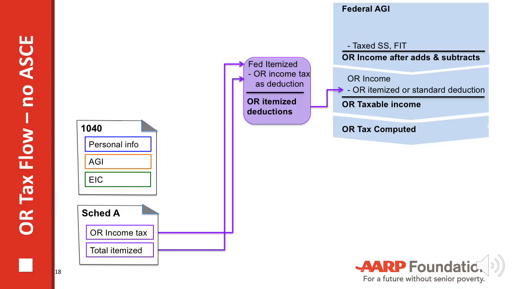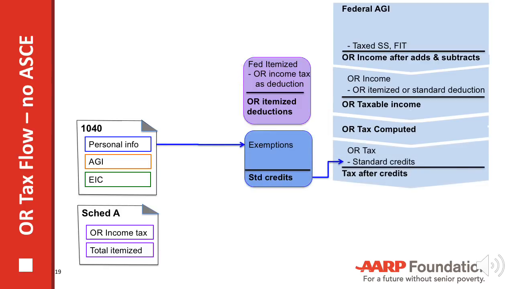From here, the system will check for you whether the total on the federal Schedule A is higher than the Oregon standard deduction, and it will automatically apply either that or the standard deduction to get the Oregon taxable income. And just as on the federal return, Oregon tax is computed automatically. Even though there's zero this year on the federal return, personal exemptions will flow in automatically as well from the personal info screen.